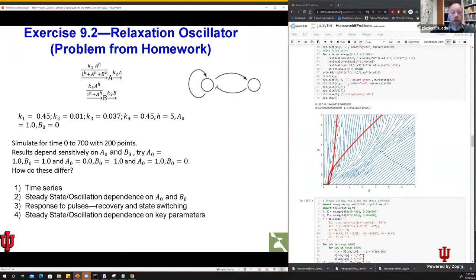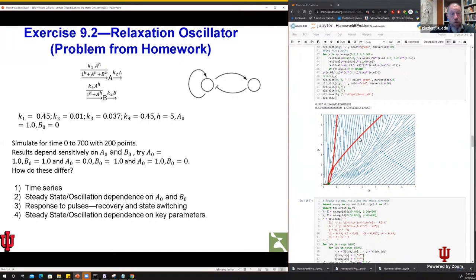What are these red lines? These red lines are a very powerful concept that in some ways is very, very simple, and in some ways people find very confusing. And I have to say, I sometimes get confused by it. These red lines are the points at which either dA by dt is zero or dB by dt is zero.